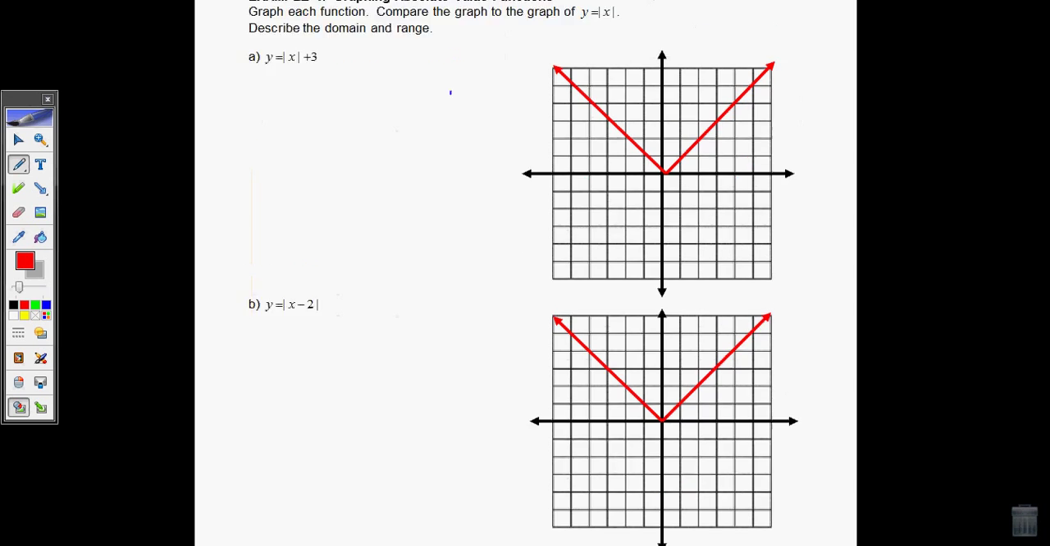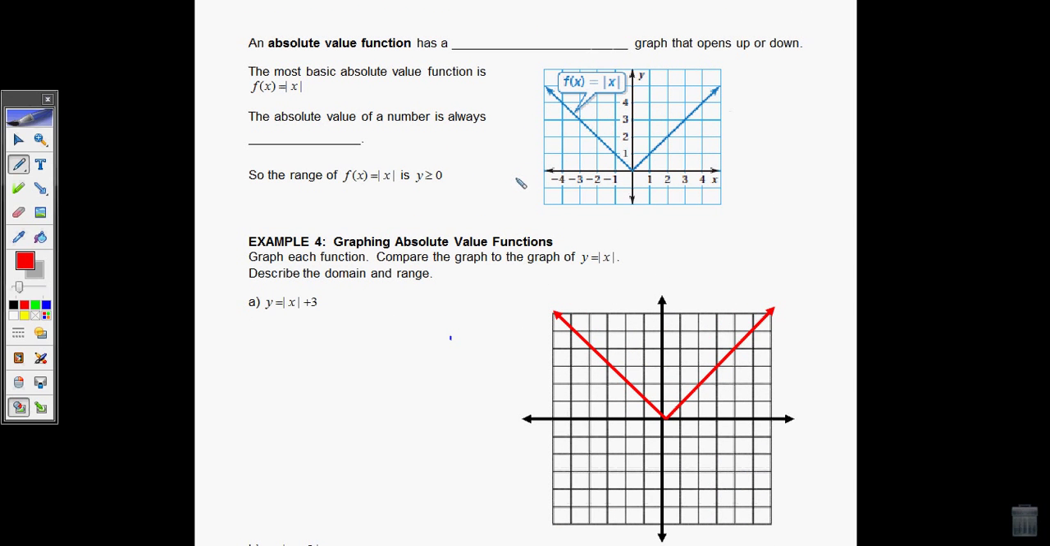Now let's look at our last little extension type thing we're doing today, and that's absolute value functions. Alrighty? An absolute value function has a V-shaped graph that opens either up or down. And we need to remember that an absolute value of a number is always positive. So when I look at a graph of an absolute value function, it makes sense, right?